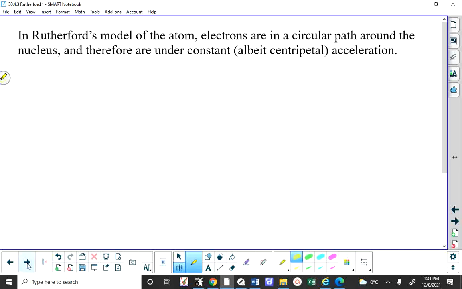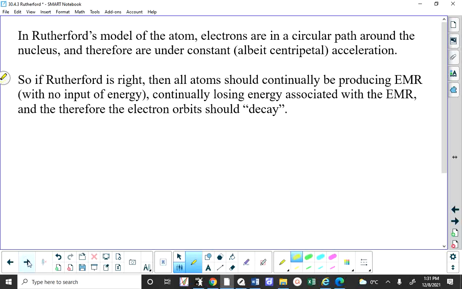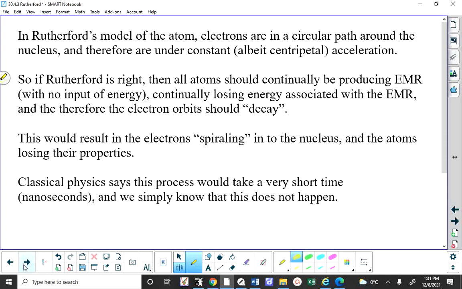So in Rutherford's model of the atom, the electrons are always accelerating. And if Rutherford's right, all atoms should always be producing EMR, which leads to the other problem. The electron should just spiral into the atom. And calculations show that if Rutherford's right, these electrons will spiral into the nucleus within about a nanosecond, which means all matter would decay very quickly. And yet, here we are having this conversation, and we're still here. So Rutherford's wrong, all right? There's another problem, though.